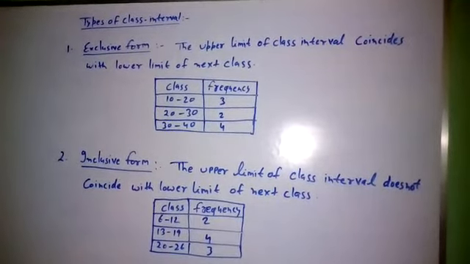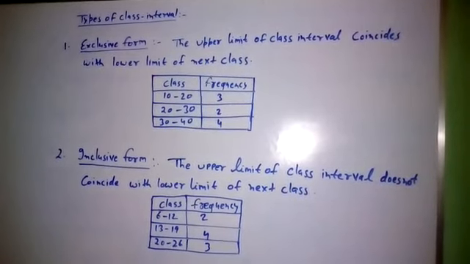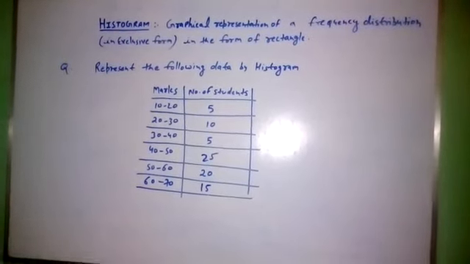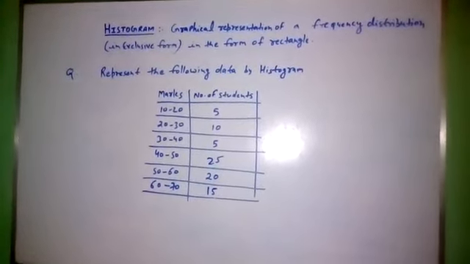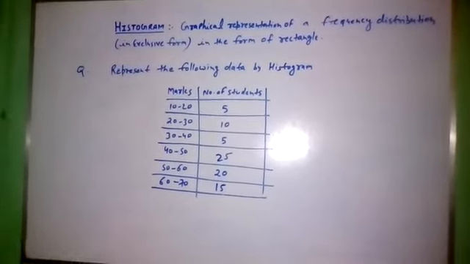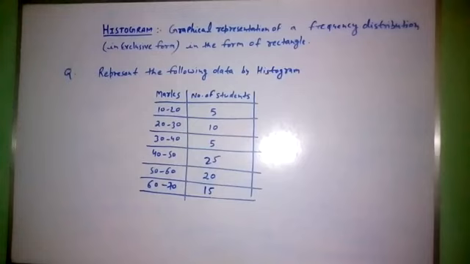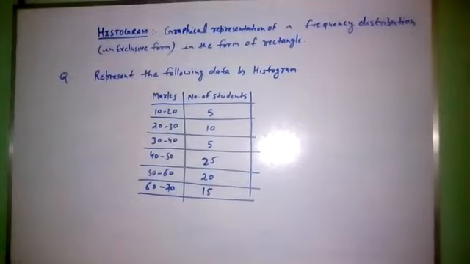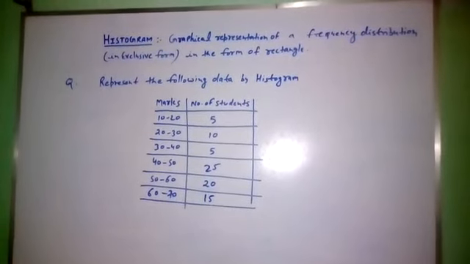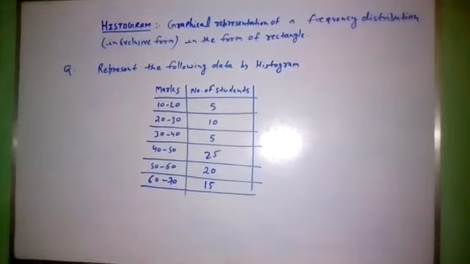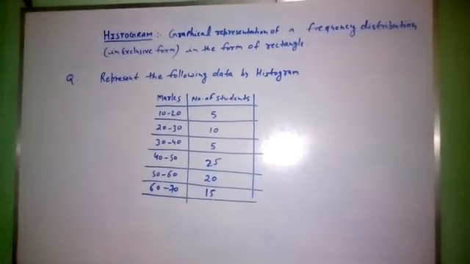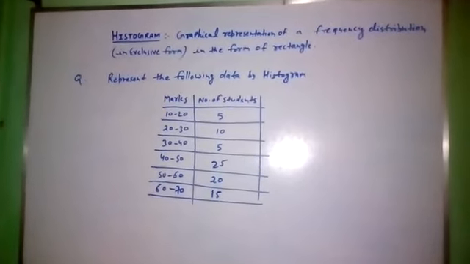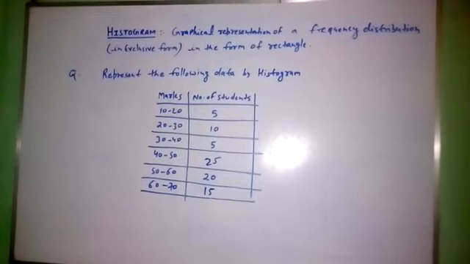Understood? Now, what is a histogram? How will we draw the histogram? Let us see. So, a histogram is a graphical representation of a frequency distribution in the form of rectangles. That means we draw the histogram only when the class interval is given in exclusive form. That means they are in the continuous form. Understood?